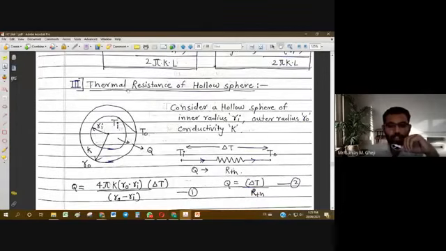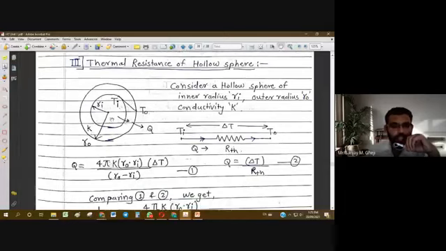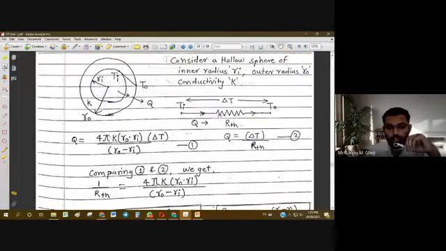Similarly, we can proceed for thermal resistance of a hollow sphere. Again, same inner radius Ri, outer radius Ro for a sphere. Inner temperature is Ti, outer temperature is To. Thermally, it can be shown like this: R thermal for this sphere material. Heat flow Q is happening through this, and temperature difference is delta T, Ti minus To.